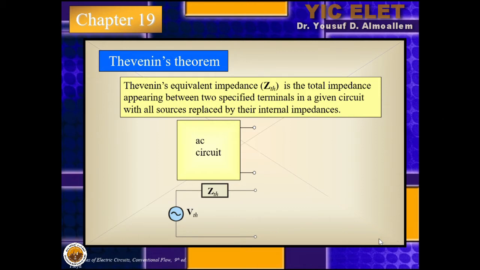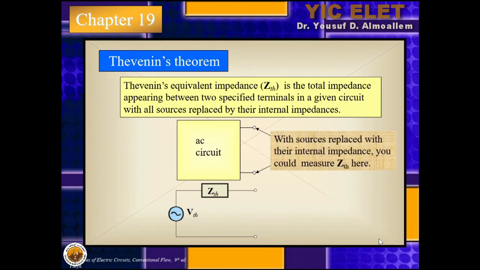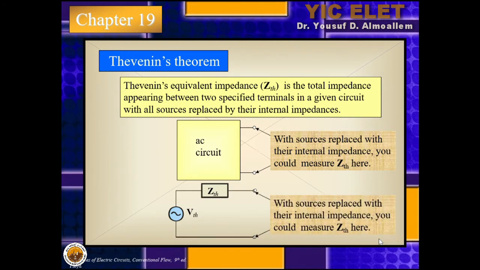Now, for Thevenin theorems, we also have to calculate the equivalent impedance. So what is the equivalent impedance? You have to find the impedance appearing between the two specified terminals in the given circuit, while all sources are replaced by their internal impedance, or in other words, are zeroed. So if it is a voltage source, you replace it with a short circuit. If it is a current source, you replace it with an open circuit. So measure the Z equivalent from these terminals, and keep in mind that you are zeroing all the independent sources.